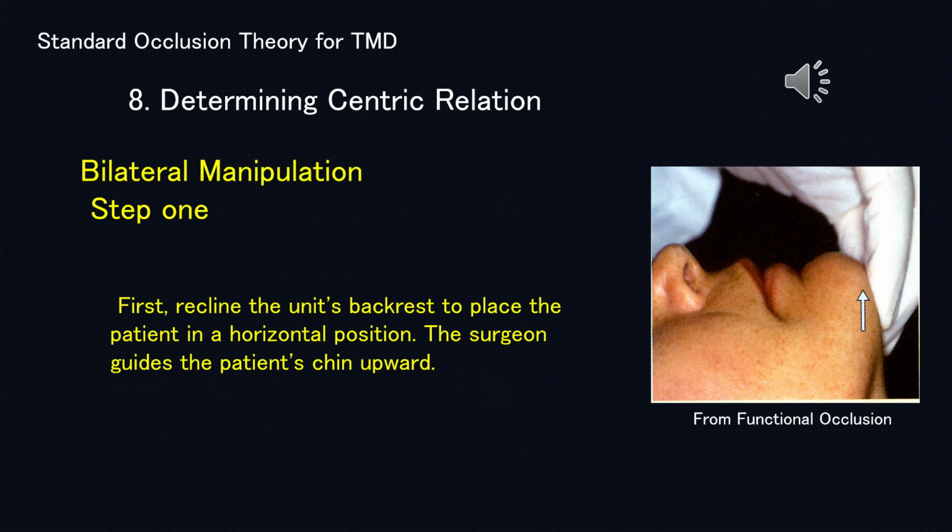Bilateral manipulation. Step 1. First, recline the unit's backrest to place the patient in a horizontal position. The surgeon guides the patient's chin upward.